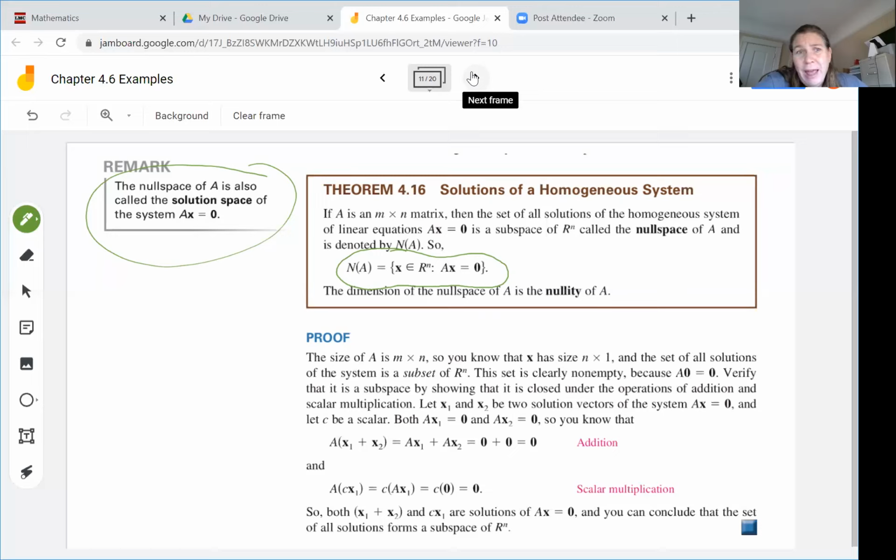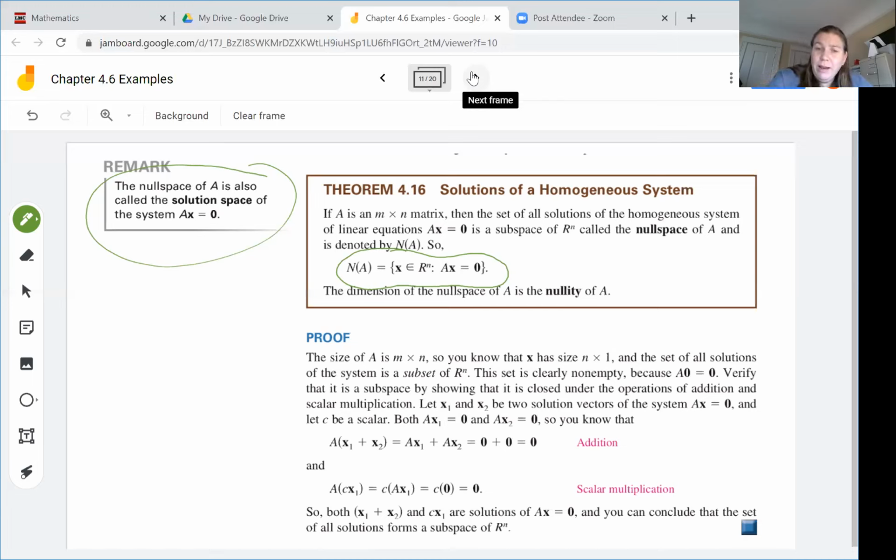A is an m by n matrix, so you know that x has size n by 1 because we're treating x as a vector here. You can think about it as a row vector or column vector, but here we're thinking about it as a column vector, so it's got n rows and just 1 column. The set of all solutions of the system is a subset of R^n. This set is clearly non-empty because if you've got the 0 vector, then A times the 0 vector equals 0. So we just have to verify that it's a subspace by showing that it's closed under the operations of addition and scalar multiplication.